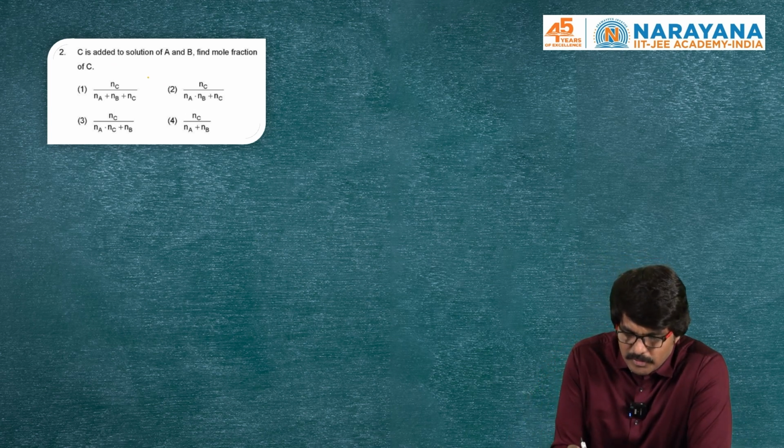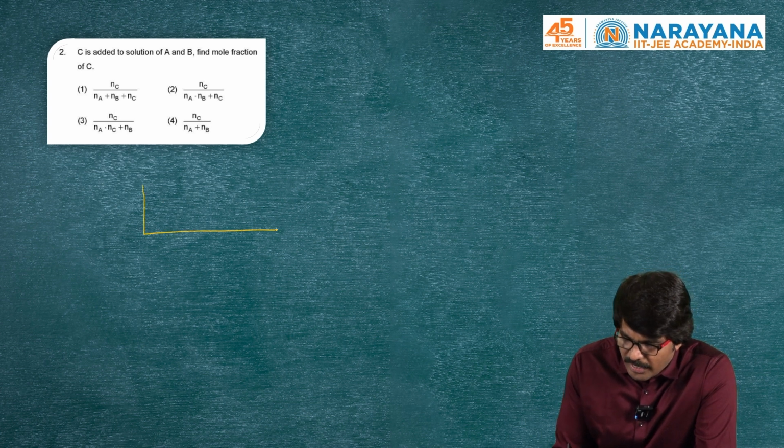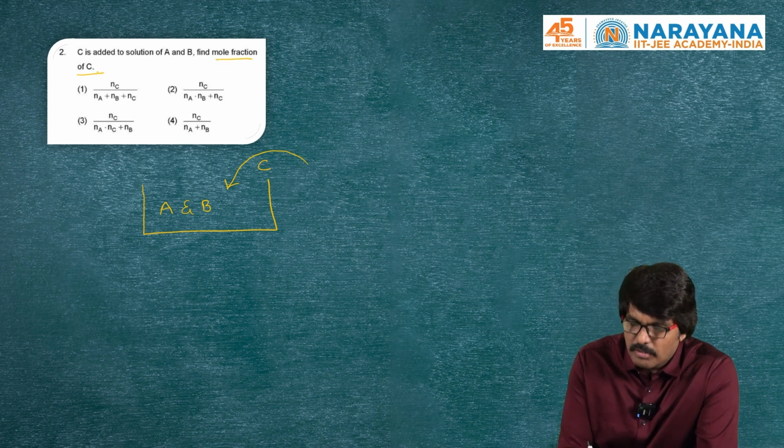So here is the second question. This question says C is added to a solution of A and B. So we have a solution of A and B, and you are adding another component to this, that is C. And the question is about the mole fraction of C.